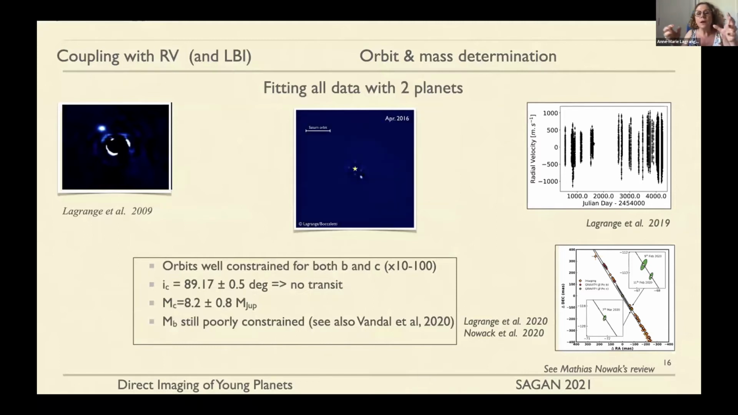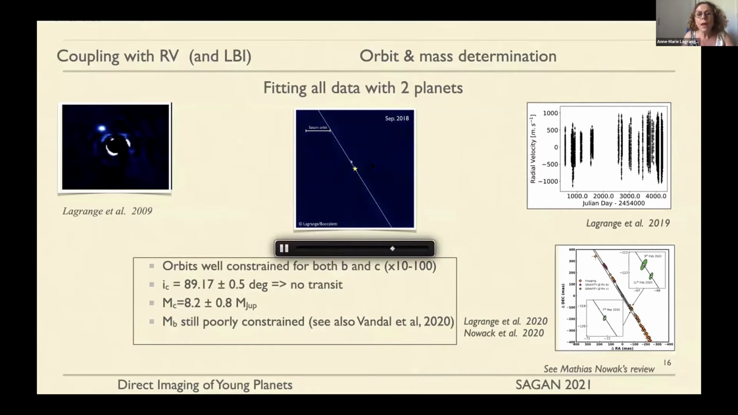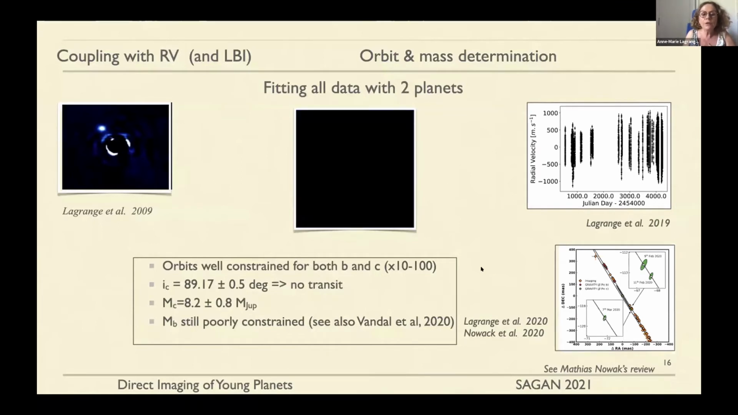Combining all the data, the astrometric positions given by SPHERE and the long baseline interferometry of GRAVITY, and the radial velocity data, we could exquisitely constrain the orbits of both planets b and c, constrain the mass of planet c, and still put constraints on the mass of planet b. But for the mass of planet b, if we really want to be sure, we need more data. But this shows you the real power of coupling high contrast imaging with other techniques.